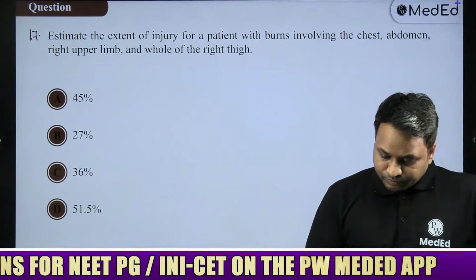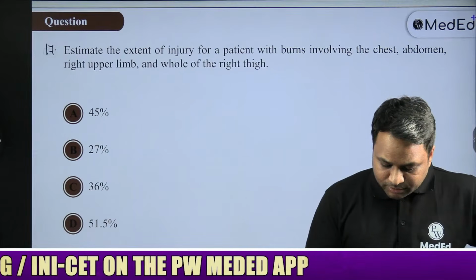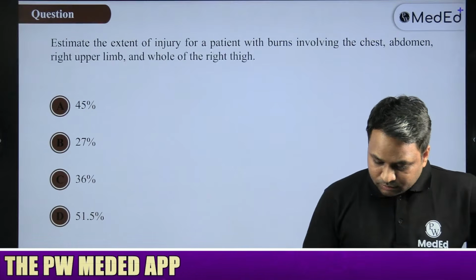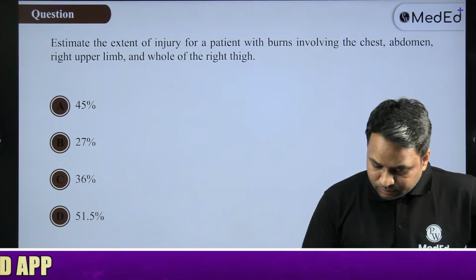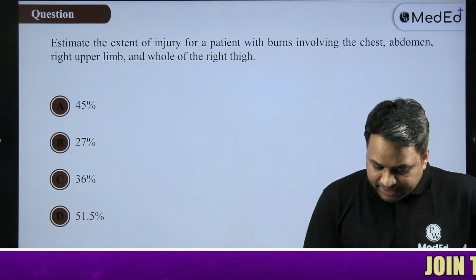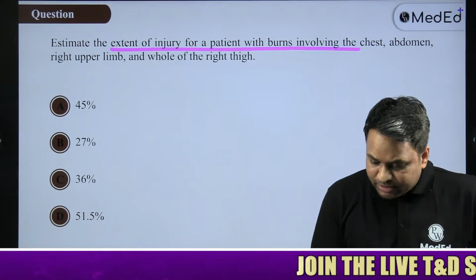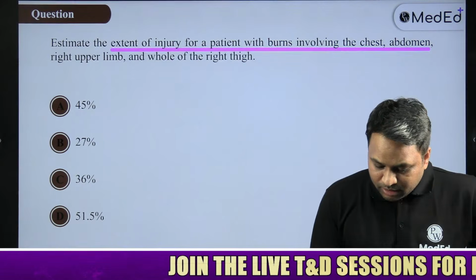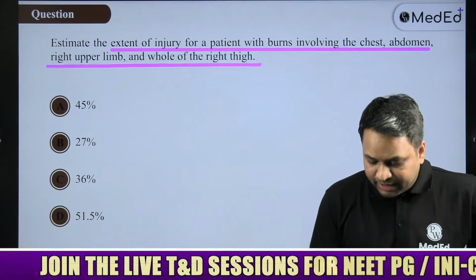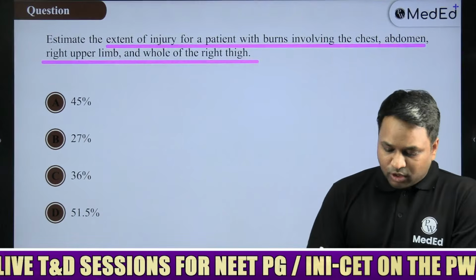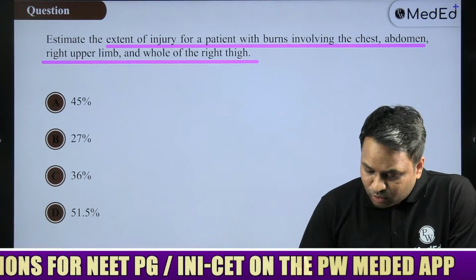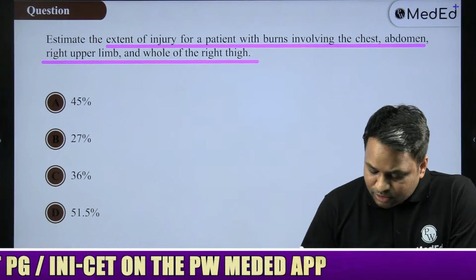Now, let's look at the next question. Estimate the extent of the injury of the patient with burns involving the chest, abdomen, the right upper limb and the whole of the right thigh. Okay. So this is according to the Wallace rule. I hope everybody knows it. Nothing spectacular about the Wallace rule.